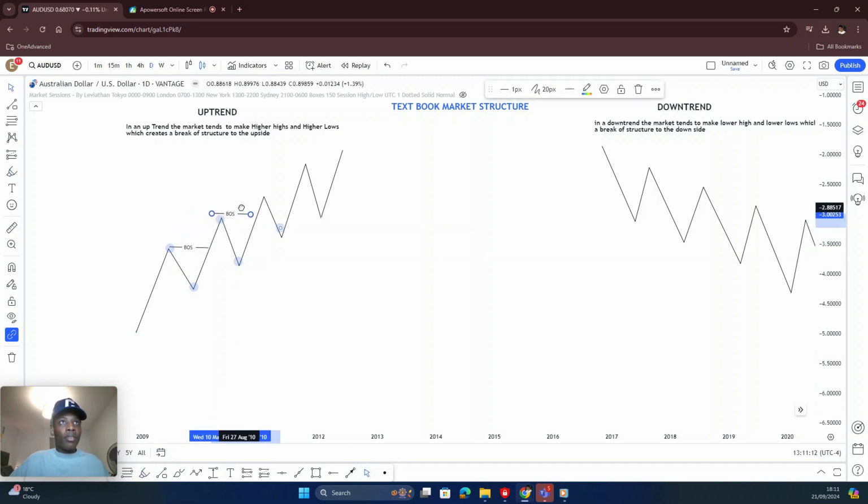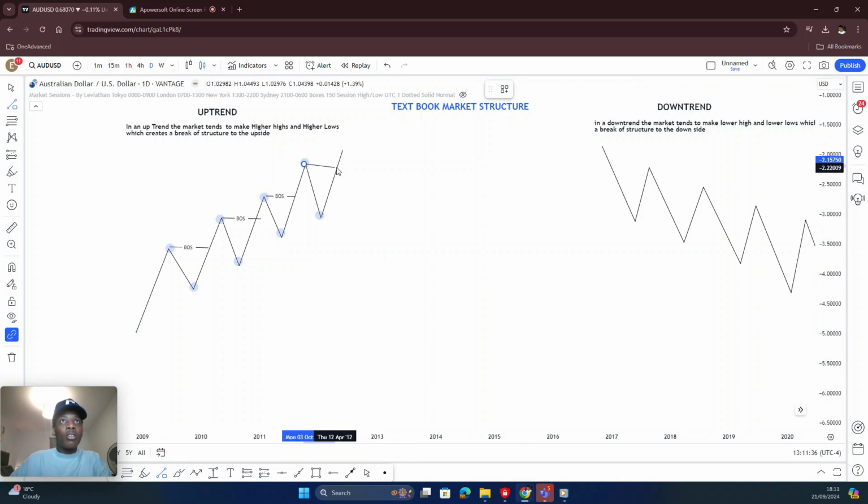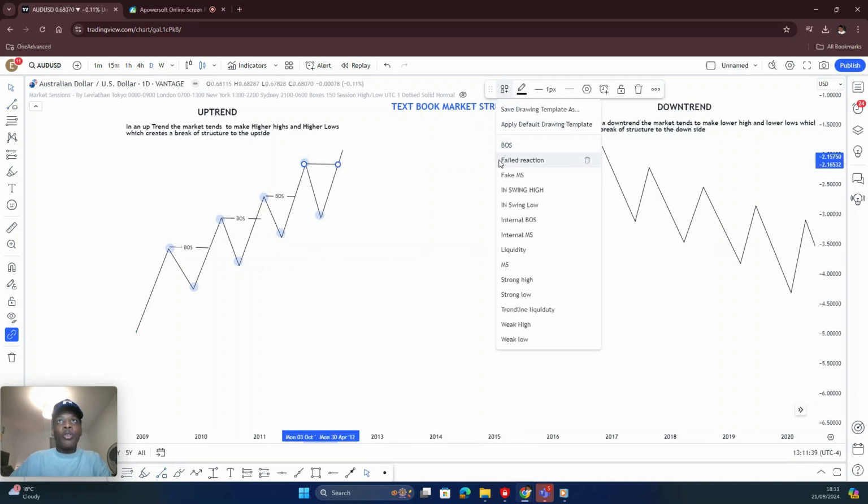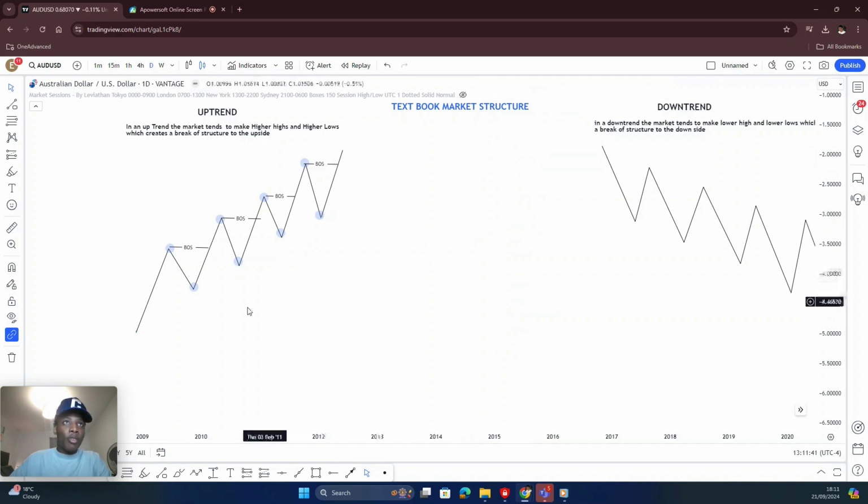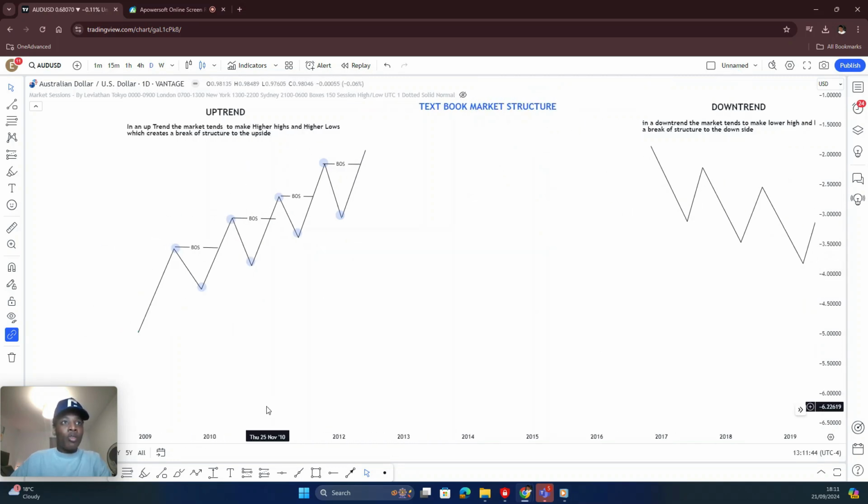We have our break of structure onto the upside, and we've got our higher high, higher low. We've got a break of structure onto the upside. Our next higher high, higher low. Our next break of structure onto the upside. So we have identified our break of structure here. Relatively simple, relatively easy.